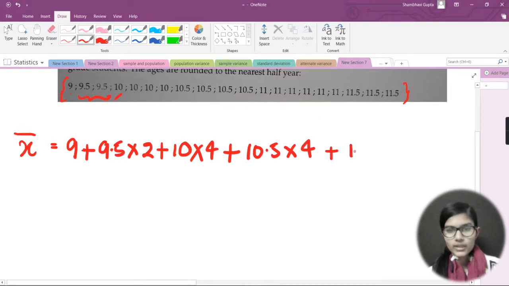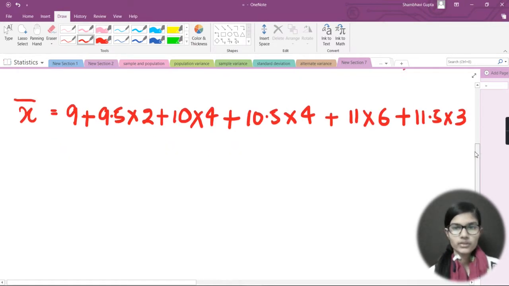What else I have? 11. So for 11 I have 1, 2, 3 and 4, 5, 6. Okay, I have 6 points total, right? And what else I have, 11.5. So 11.5 into 3, because here I have 3 points for 11.5.